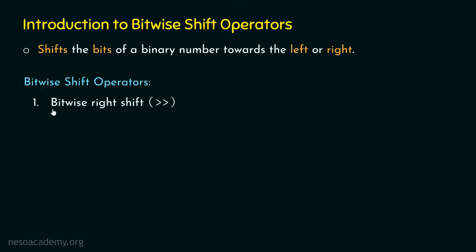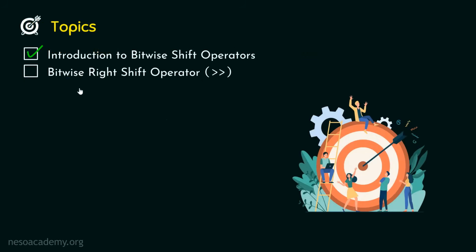The first operator is bitwise right shift operator, which is denoted by 2 greater than symbols, as this symbol is also indicating that this operator will shift the bits towards right. And the second operator is bitwise left shift operator, which is denoted by these 2 less than symbols, which indicates that this shift operator will shift the bits towards left. In this presentation, our focus will be on bitwise right shift operator. We will understand bitwise right shift operator in details. So let's move on to the next topic, which is bitwise right shift operator.